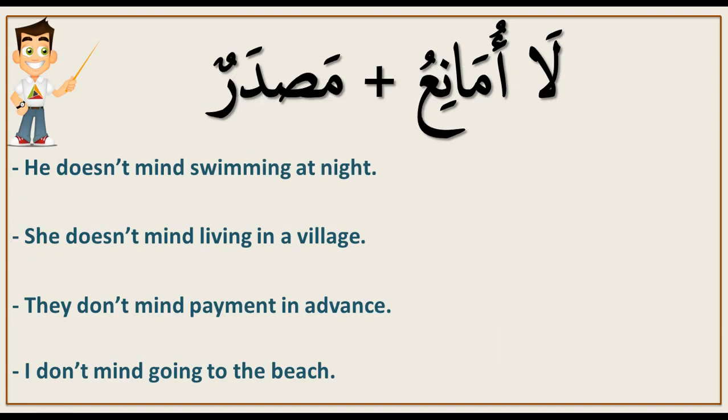So from this example I think you know its construction: لا أمانع and then you add مصدر. مصدر, we said before, it's a noun coming from a verb. And لا أمانع, I don't mind, this expression أمانع changes depending on the pronoun.